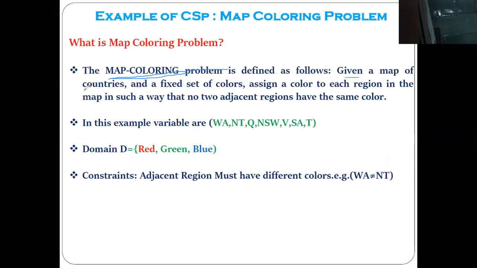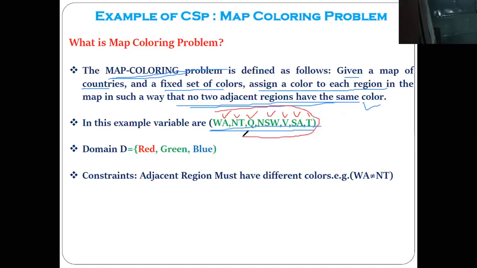Given the map of some country, and a fixed set of colors, we have to assign a color to each region of that map in such a way that no two adjacent regions have the same color. All of you know these things. Same like the graph coloring, but here we have taken the names of the different regions of that country. In short I have written WA, NT, Q, NSW, V, SA and T. These are the regions that we have to color. And we refer to all these as what? Variables.